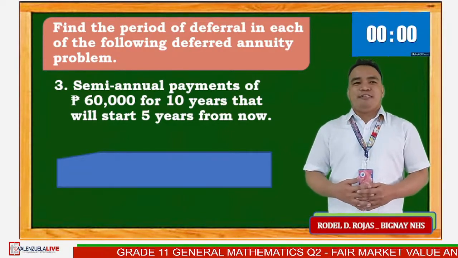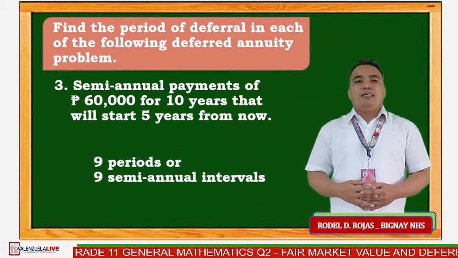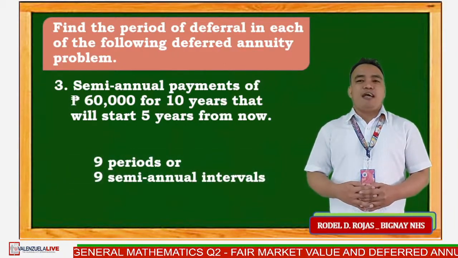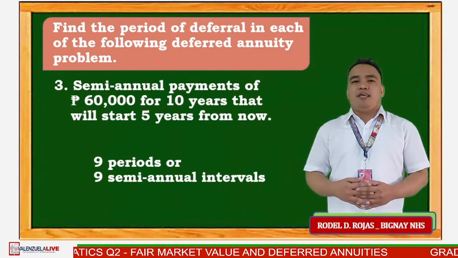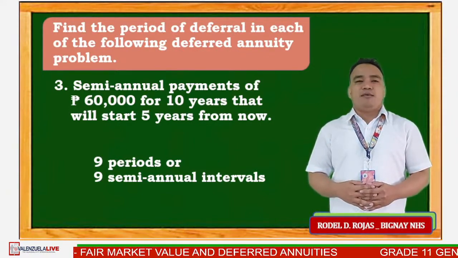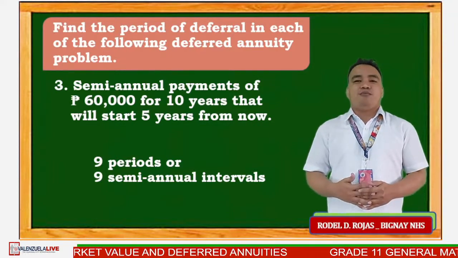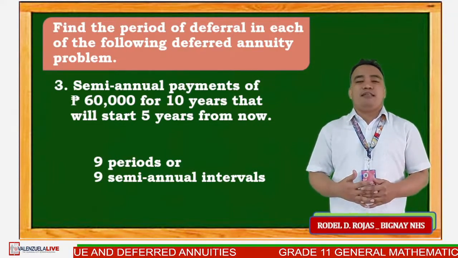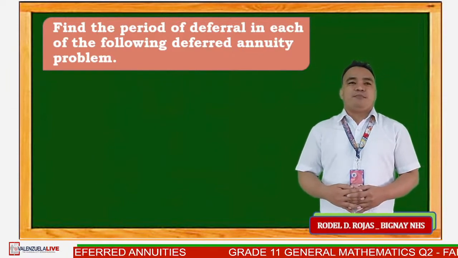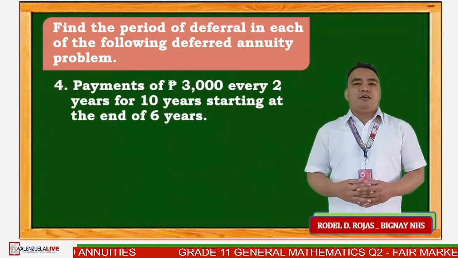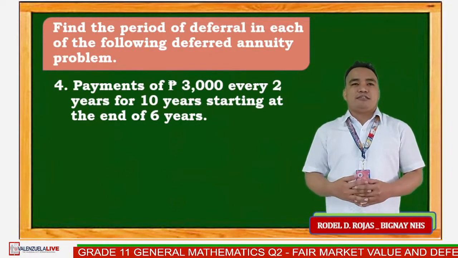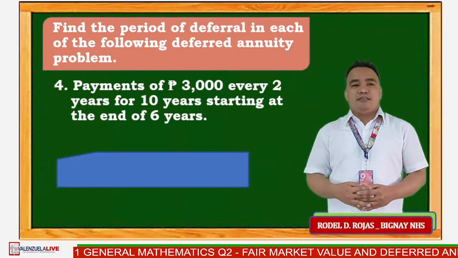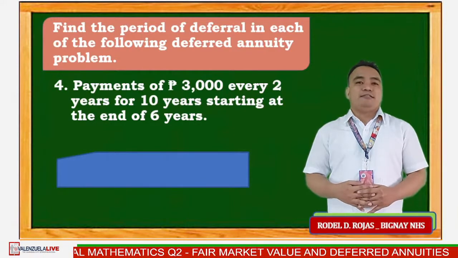Time is up. The answer is 9 periods or 9 semi-annual intervals. It will start 5 years from now and consider that the word semi-annually means twice a year. So 5 times 2 is 10, minus 1 equals 9. Number 4: payments of 3,000 pesos every 2 years for 10 years starting at the end of 6 years. 5 seconds, go.